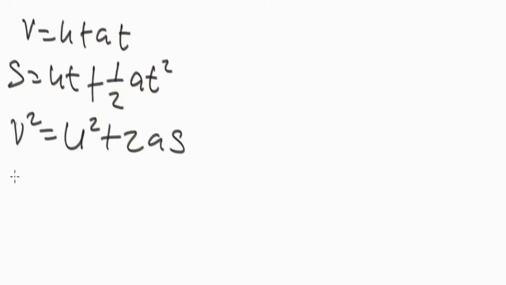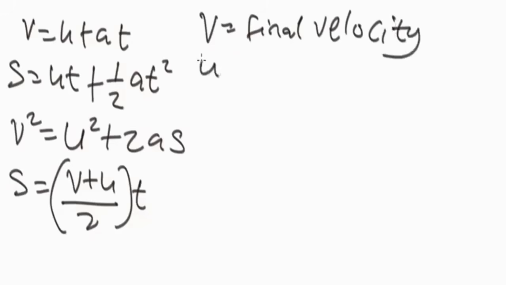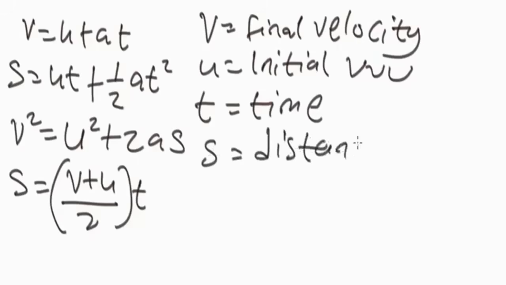Alright, we have our x equals v plus u over 2 in brackets t. Alright, so here our v is our final velocity, our x is our distance. Let me write it here for you. Our v is final velocity. Alright, our u is initial velocity. Then we have the t is time, the x is distance.